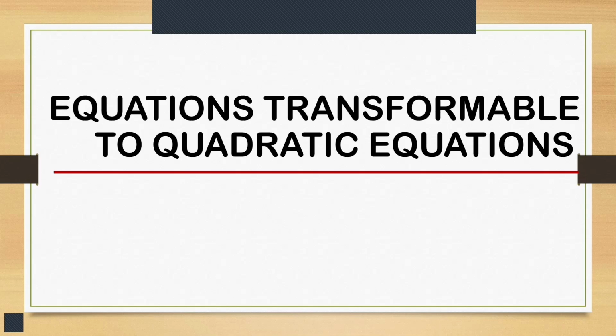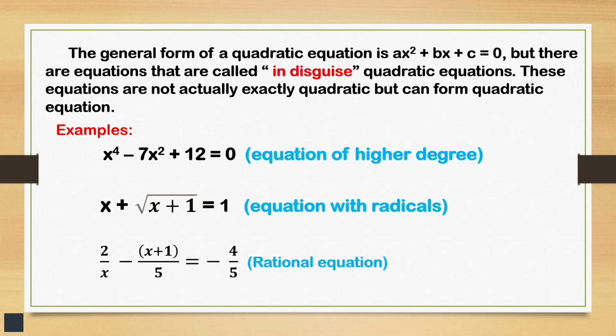Good day, learners. Today, I'm going to discuss equations transformable to quadratic equations. The general form of a quadratic equation is ax squared plus bx plus c equals 0. But there are equations that are called quadratic equations in disguise. These equations are not exactly quadratic, but can form quadratic equations.